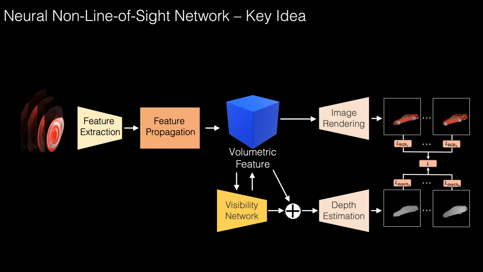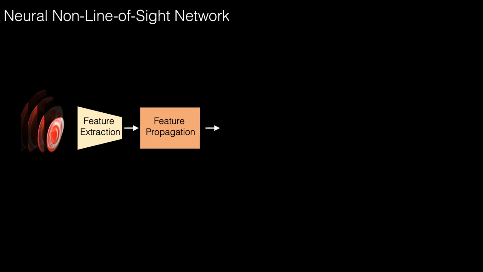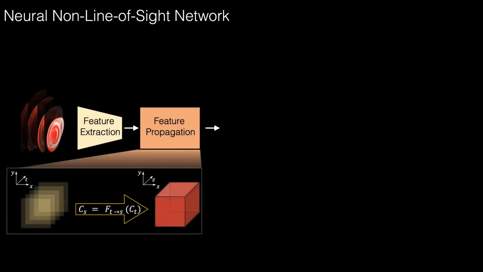In this work, we overcome these obstacles to propose the first high-quality neural method for time-resolved non-line-of-sight imaging. Our method leverages physical models to learn volumetric feature embeddings from transient images. We first extract features which are propagated through a feature propagation module that transforms temporal domain features to the spatial domain.